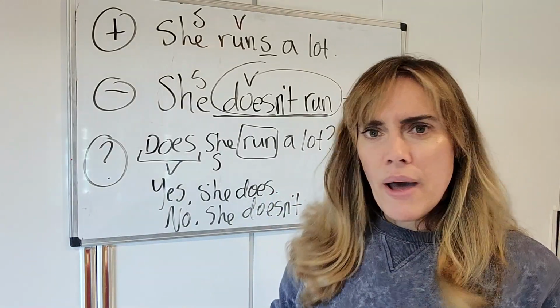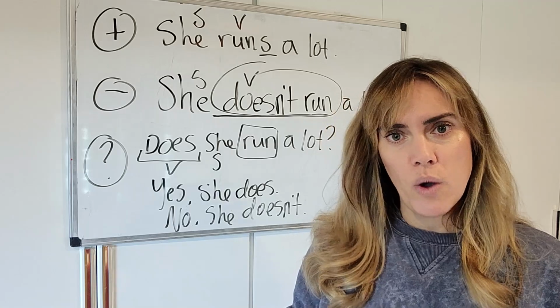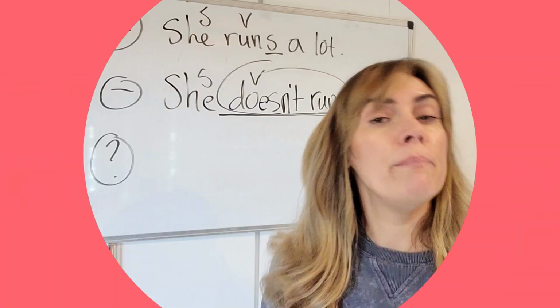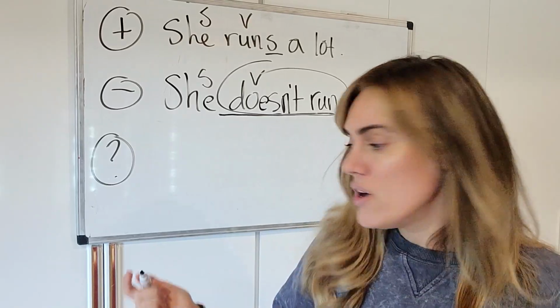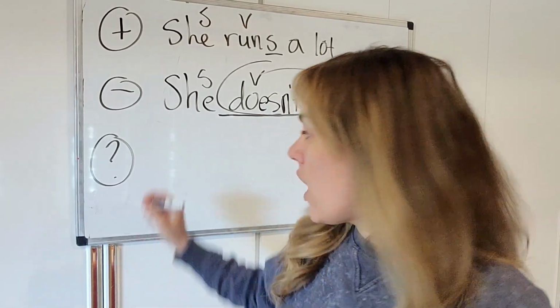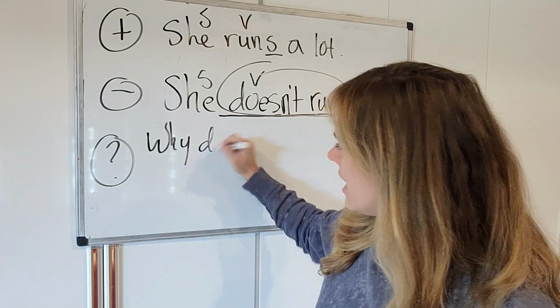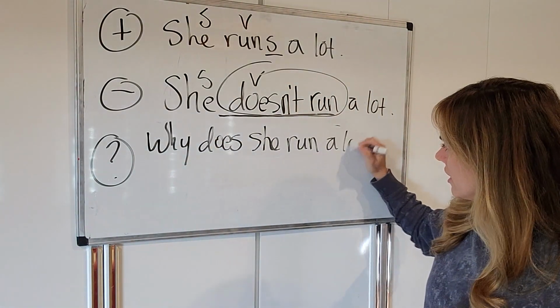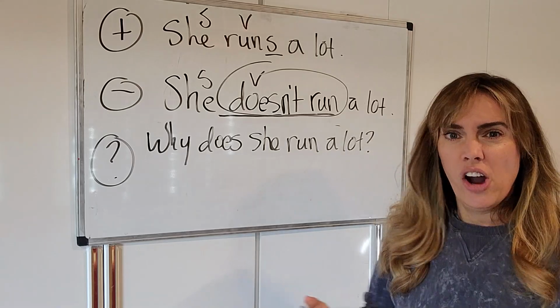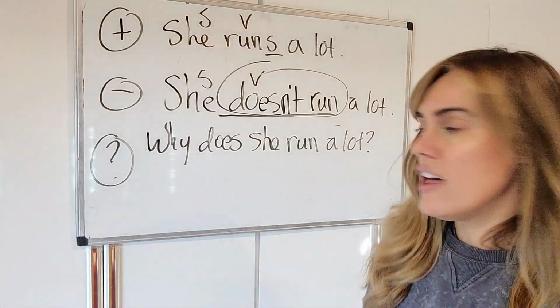Okay, now what about a WH question? What would that look like? So you can pick a WH word like who, what, when, where, why, how. So how about why? Why does she run a lot? Running's hard. Why does she do that? Why does she run a lot?